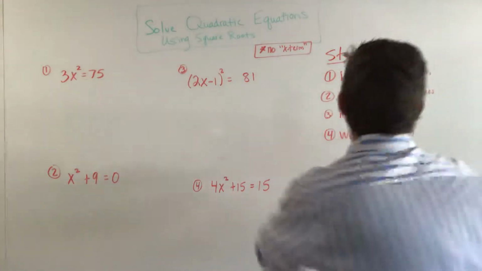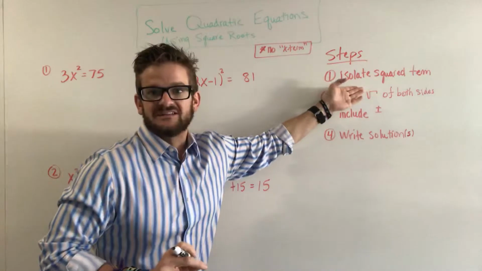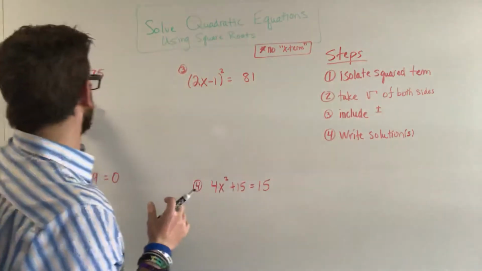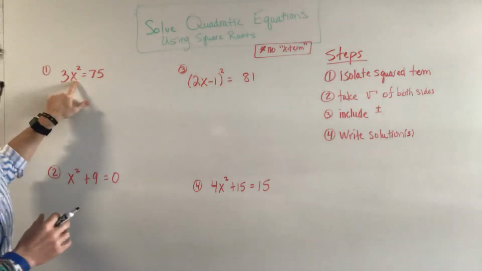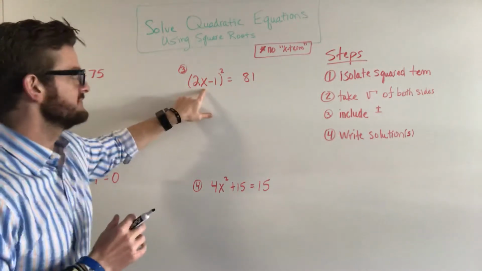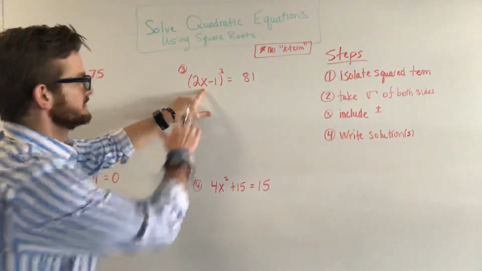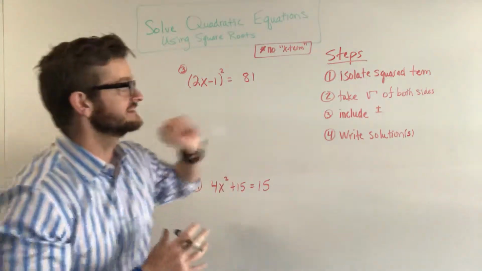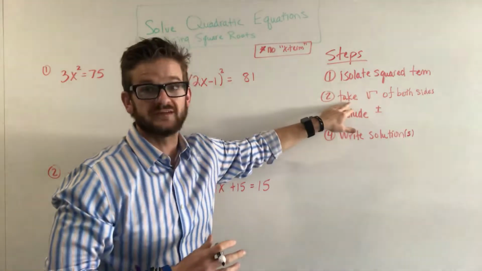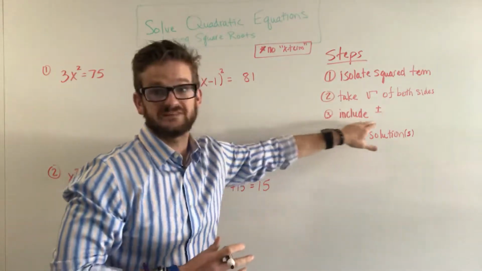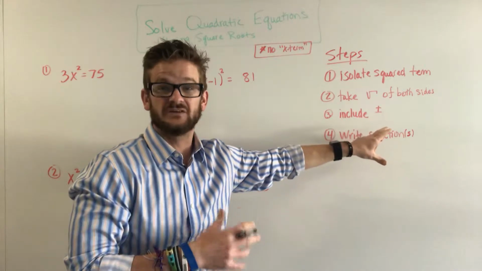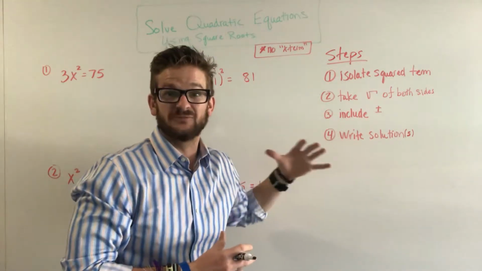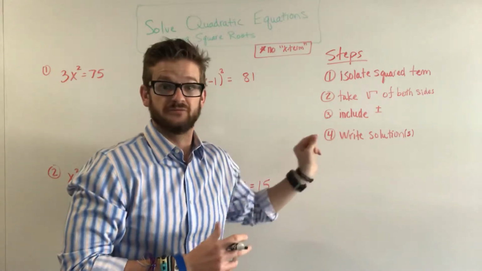We have a few steps over here. The first thing we're going to do is isolate the squared term. When I say the squared term, it can be either x squared, like it is in example 1 here, or it might be a parenthesis where we have multiple things inside, but it's still the item that's being squared. We're going to isolate that. We're going to take the square root of both sides, and then we're going to include plus and minus with that square root because we have to include both versions. And then we're going to write our solutions. Again, items that will make this true when substituted back in.